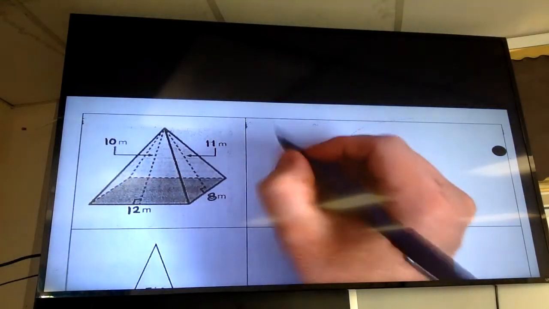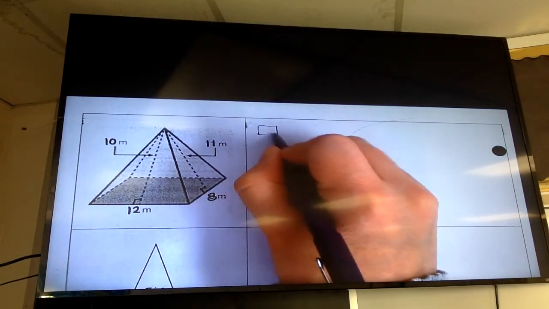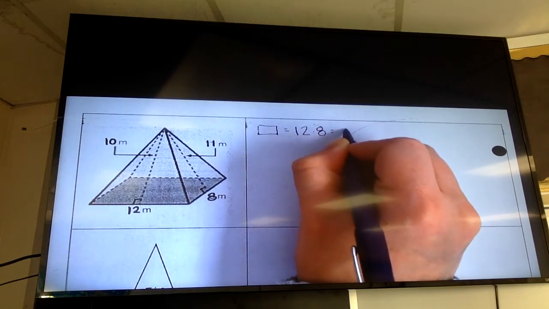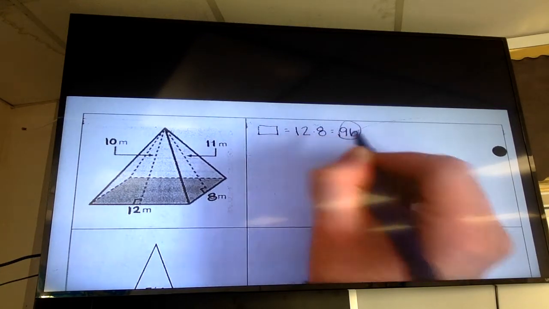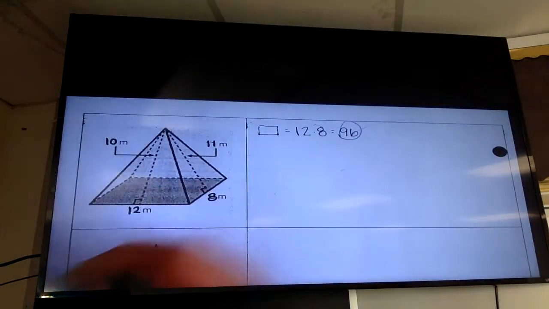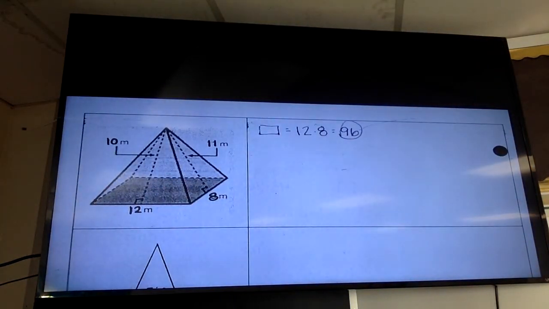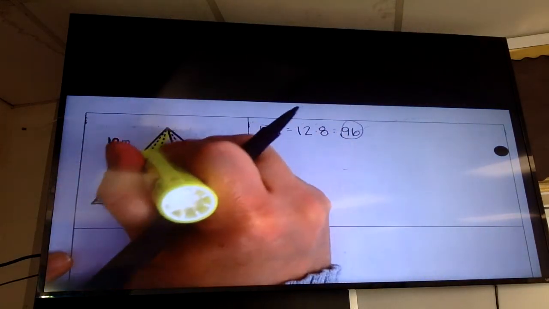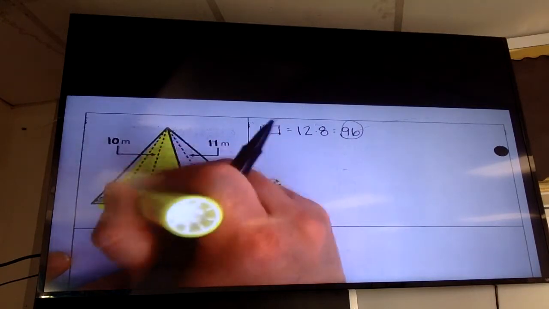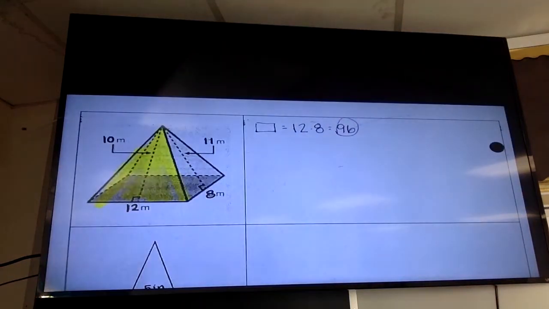All right, let's see how you did. So I start with my rectangular base, and I see that's 12 times 8, which would give me 96. And I know I've got to come back to that number. Okay, now I'm going to do my triangular faces. I'm going to color on mine. And when you take your quiz this week, if you want to use highlighters or colored pencils throughout the test, that is absolutely okay with me.